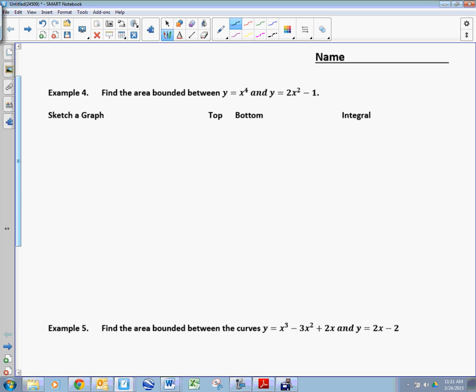All right. So I have x to the fourth, boys and girls. The area bounded between x to the fourth and y equals 2x squared minus 1. What does x to the fourth look like? Yeah, it's a wider parabola. It's more flattened out on the bottom. And then 2x squared minus 1, it's a parabola that's shifted down 1 unit. Okay? Now the question is where they intersect.